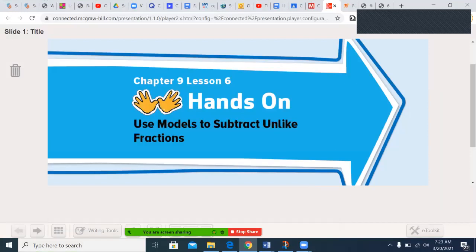Today's episode, Chapter 9, Lesson 6, Hands-On: Using models to subtract unlike fractions.